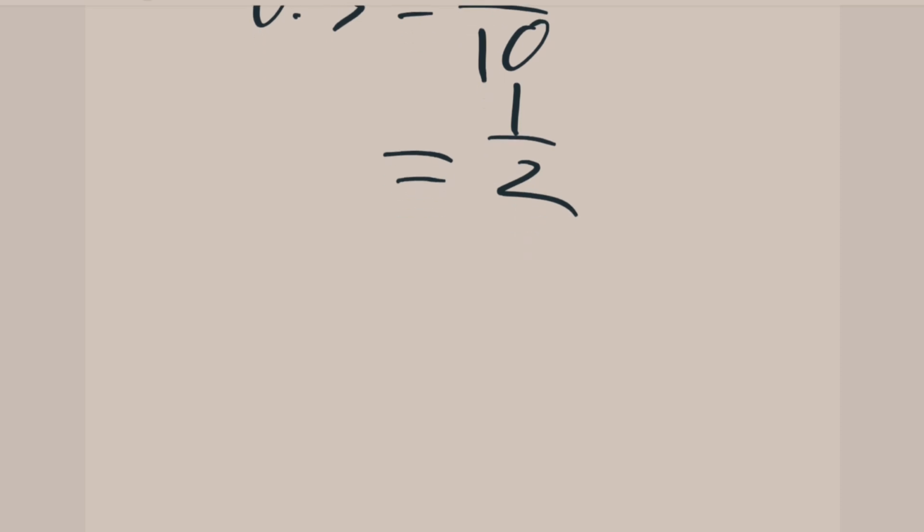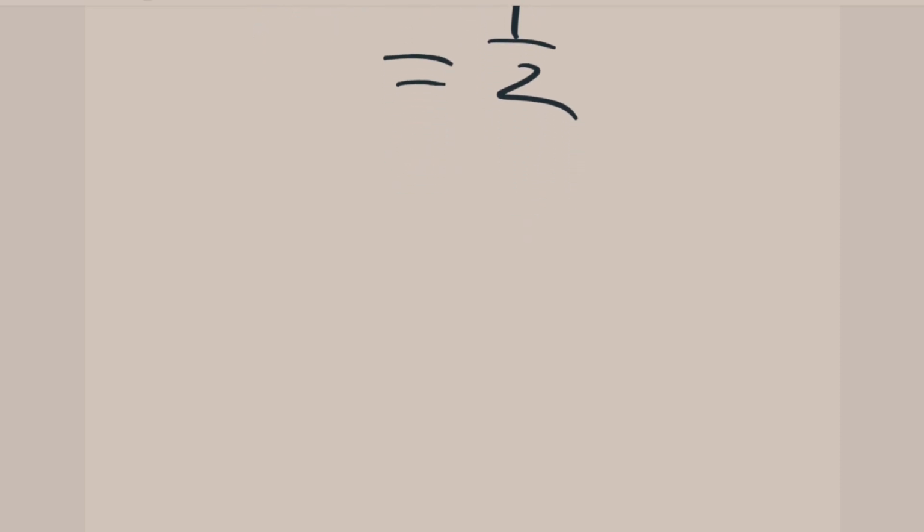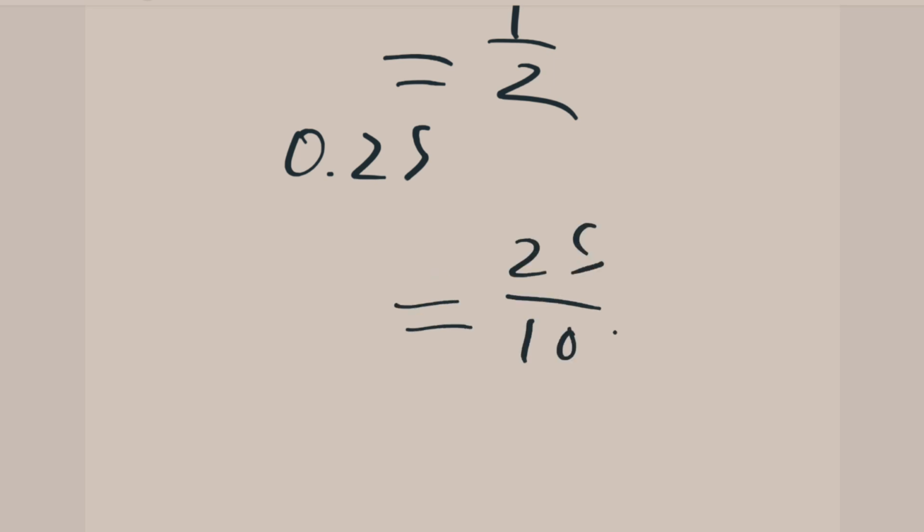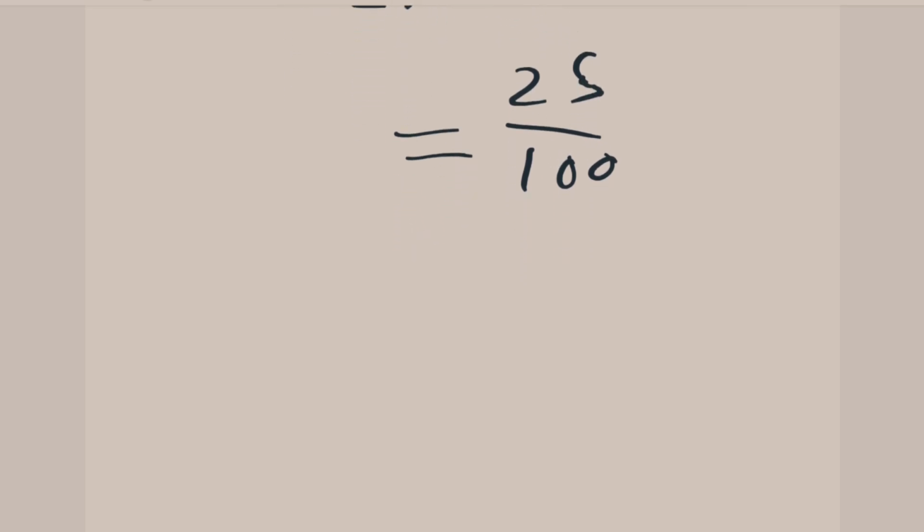Now, this can also go for quite a few other decimals, such as 0.25. You can put that as 25 over 100. The common factor of both is 25. If you divide both by 25, you will get 1 divided by 4. And that's how you convert a finite decimal into a fraction.